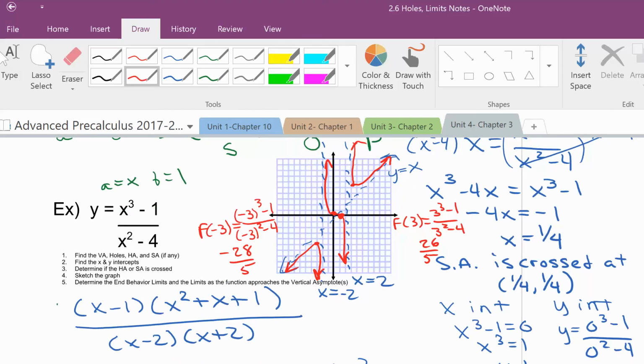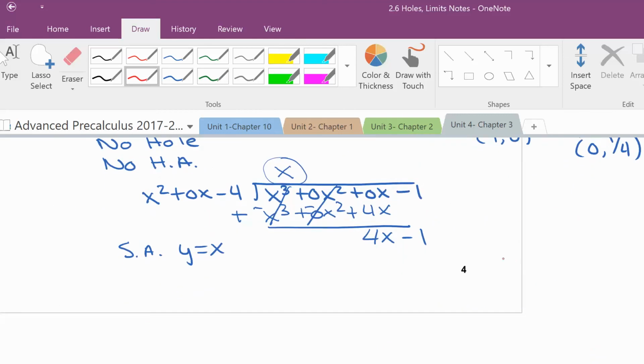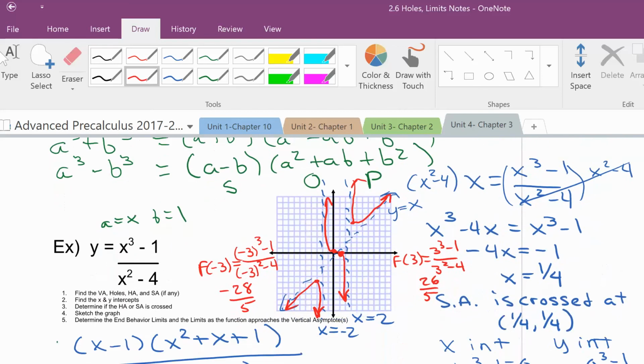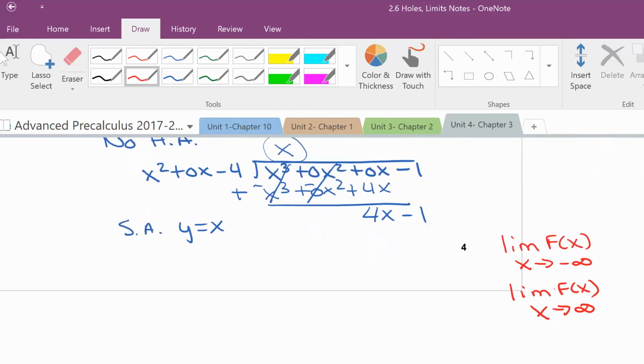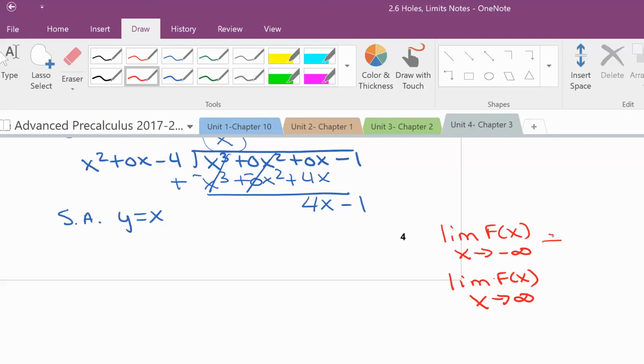So now when you do the limits for the end behavior, as x goes to -infinity and x goes to +infinity. So as it goes towards -infinity, it goes down with the asymptote. Towards +infinity, it's going up with the slant asymptote. So it's going to go down to the left. It's going to go up to the right.